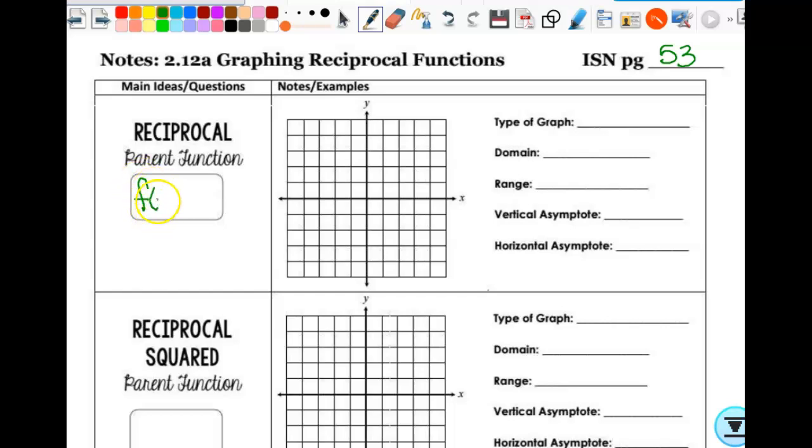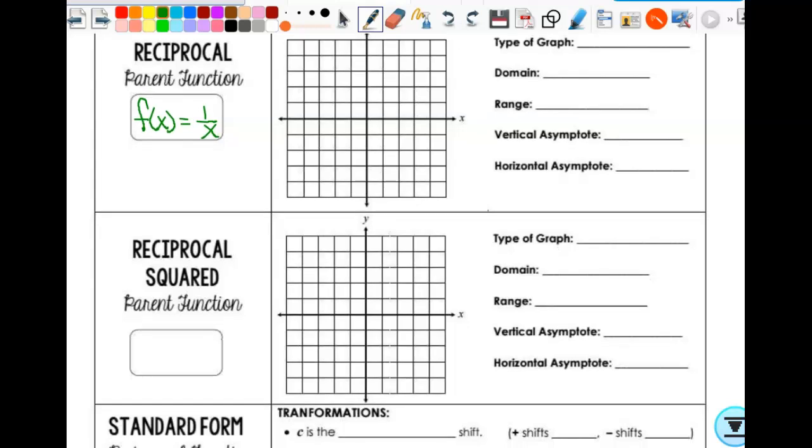So the reciprocal parent function looks like this. f of x equals 1 over x, because it's a reciprocal, right? And when we go to graph this, let's think about this. Substitute some numbers in. If I substitute 1 in, 1 over 1 is 1. So I'm at (1, 1). If I substitute 2 in, that'd be 1 over 2, which gives me 1/2. If I substitute 3 in, that's 1 over 3, which gives me 1/3.